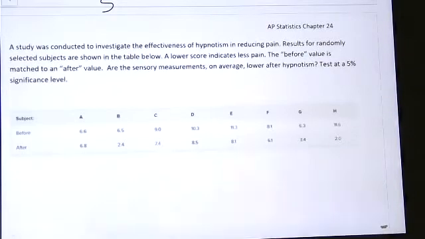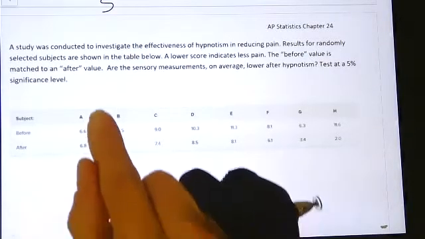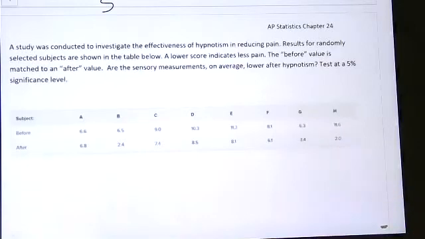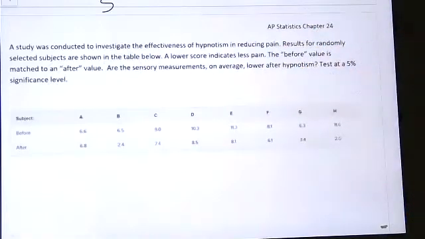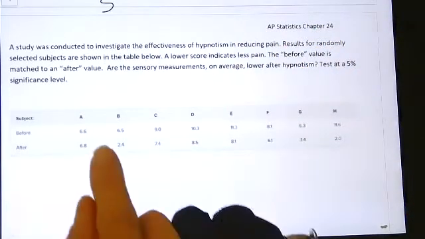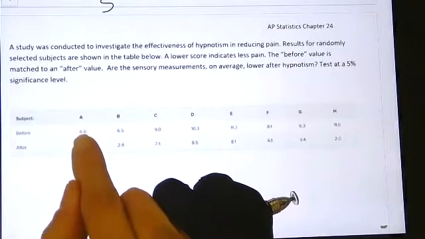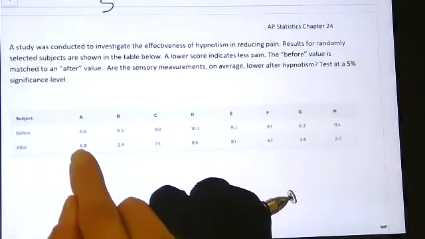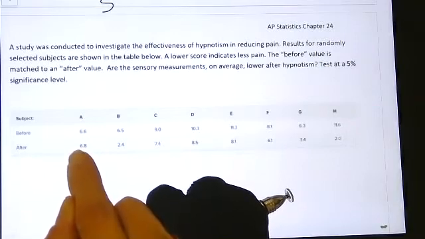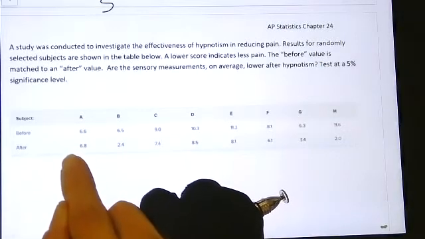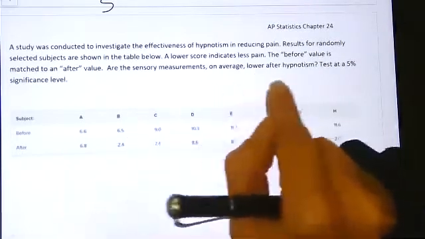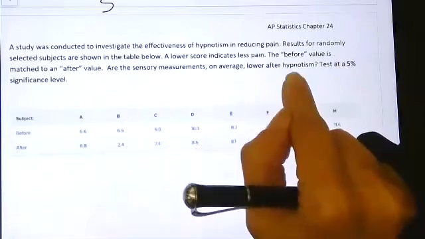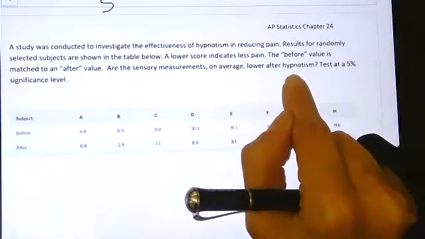So we want to see whether the hypnosis treatment that these subjects went through, there are, what, 10 of them? Maybe 1, 2, 3, 4, 5, 6, 7, 8 of them. So these 8 subjects went through a hypnosis treatment. They measured their level of pain before the hypnosis, and then they measured their level of pain after the hypnosis, okay? And what we're testing is, did the hypnosis on average lower their pain? So the sensory measurements, the pain measurements, did they get lowered after the hypnosis?